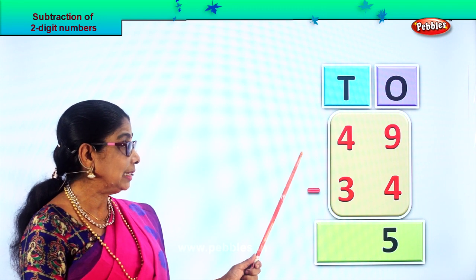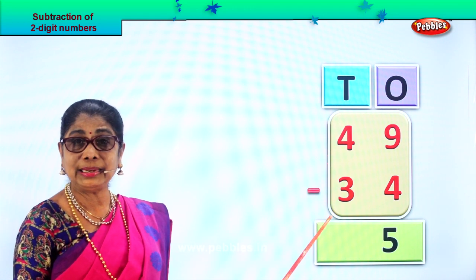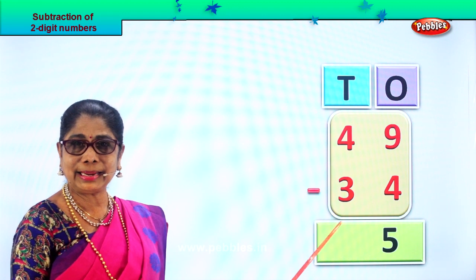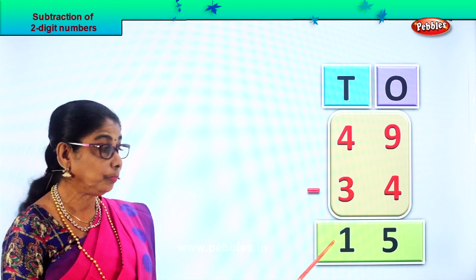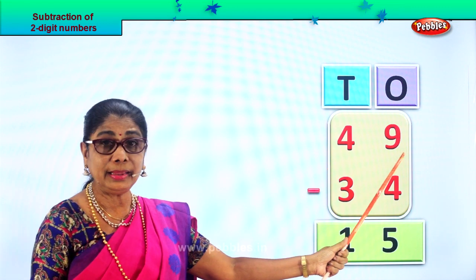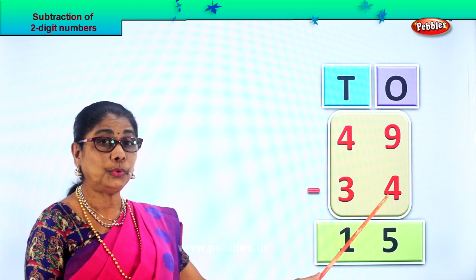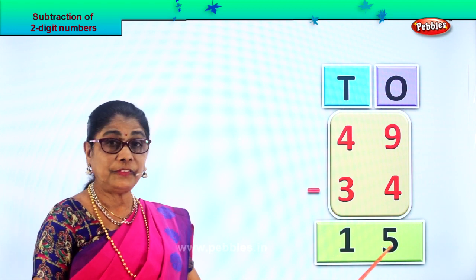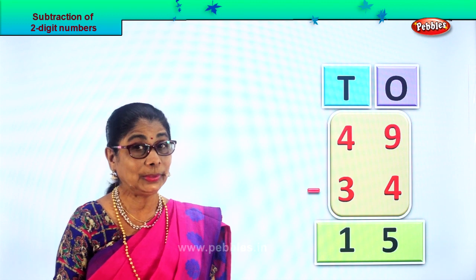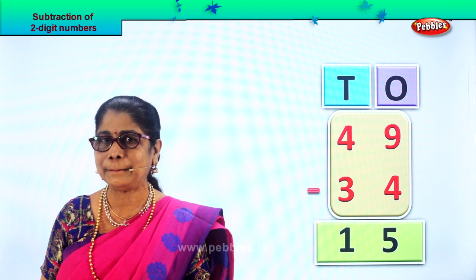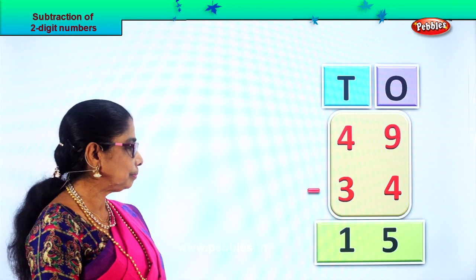So now you have 5 ones in the ones place. In the tens place, let's see. 4 tens minus 3 tens. 4 minus 3 is 1. 1 ten. So 49 minus 34 gives you the answer 15: 1 ten, 5 ones. Did you enjoy? Let's take another sum.